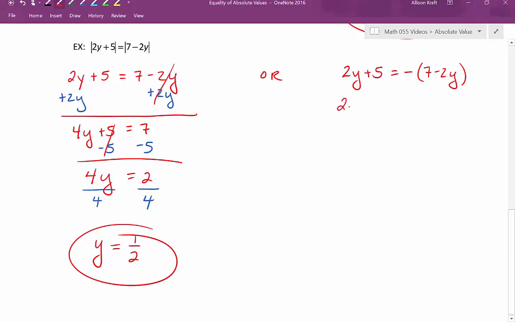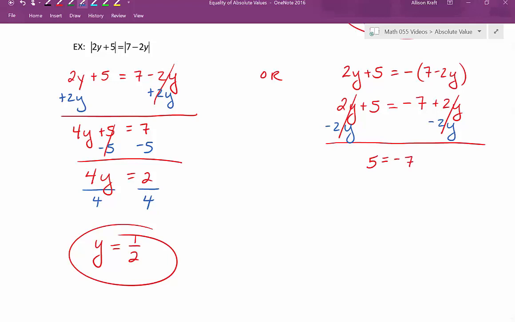To solve the equation on the right, we'll start by distributing that negative into our parentheses. That gives us 2y plus 5 equals negative 7 plus 2y. I'll subtract 2y from both sides to get our y's together. But notice what happens here. On both sides of the equation, the y's fall out. We're left with 5 equals negative 7. This is a false statement.